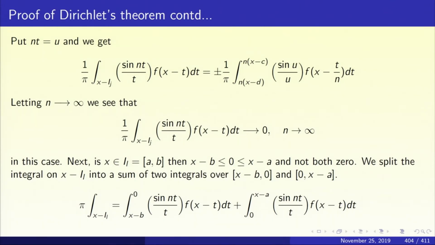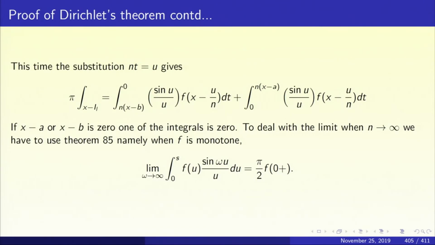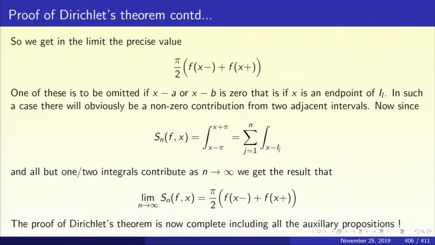Now, we have to appeal to the lemma which we proved using the Bonnet's mean value theorem, namely limit as omega tends to infinity, integral 0 to s f of u sin omega u by u du equal to pi by 2 times f of 0 plus. If you use this lemma to each of the two pieces that you see in the first displayed equation on this slide, then you will see that you get precisely the contribution as 1/2 of f of x plus f of x minus. That is exactly what we have written in this slide.